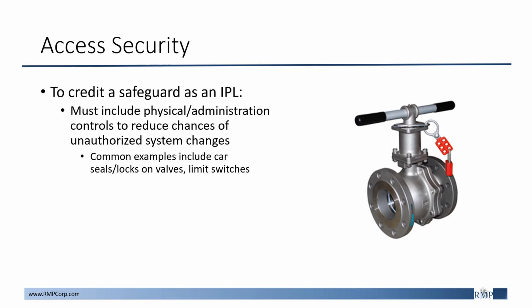Access security is the final attribute to note that includes the use of physical and/or administrative controls to reduce the chances of unauthorized system changes, which may impair a safety device. Some examples of this could be car seals or locks on valves. Specifically, the requirement for block valves in a relief path for a PSV to be car sealed open to allow for adequate relief protection. In the event that somebody were to close one of these valves, the PSV being credited as potentially a main IPL for a LOPA scenario would be compromised and thus result in an unmitigated consequence developing.